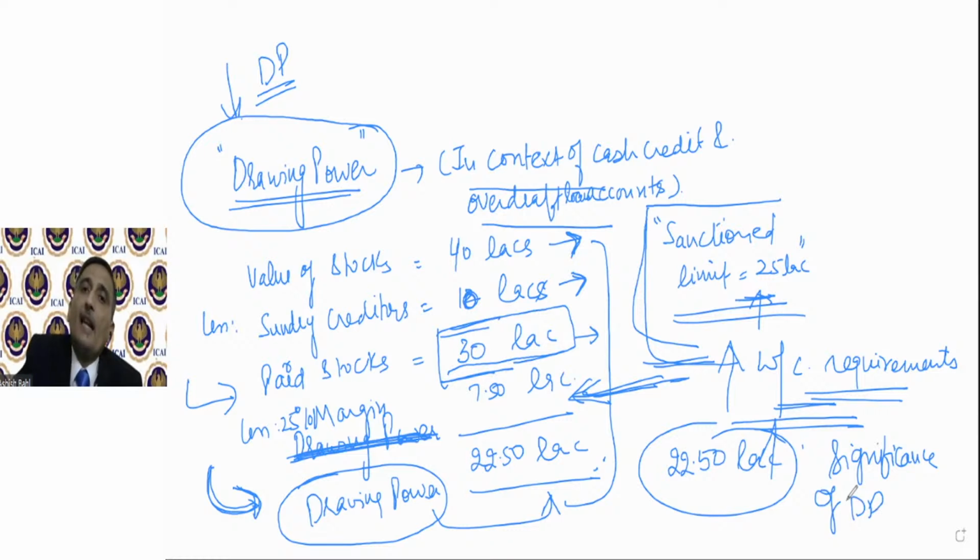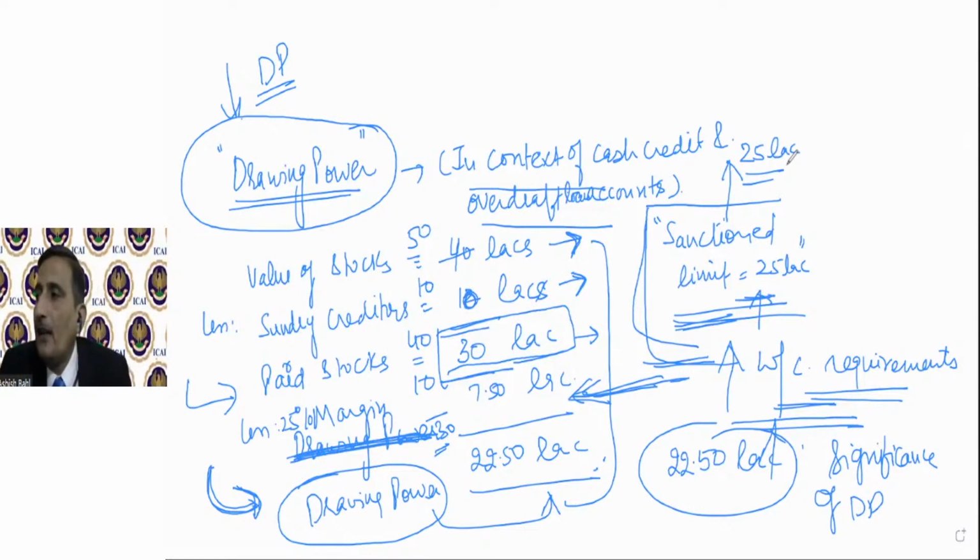It can be that sanction limit and drawing power are both same. These can be both same. Say if the stock value is 50 lakhs. Okay. If this is 50 lakhs and sundry creditor is 10 lakhs, then paid stocks would be 40 lakhs and margin he would be keeping 25%. Okay, 10 lakhs. So drawing power would be 30 lakhs, which is more than the sanction limit. So in that case, he would be able to draw maximum 25 lakhs, which is the sanction limit.